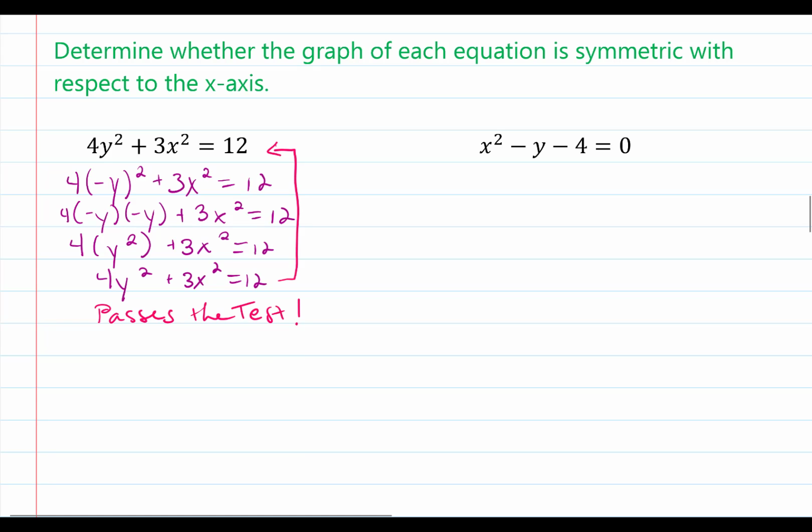Let's go to our second equation now, and let's do the same process. So x squared will remain the same, but in place of y, we're going to write negative y minus 4 is equal to 0. We now need to simplify this. There's no exponent to evaluate, but instead we do have a double negative, and the result of that double negative is a positive y minus 4 is equal to 0. Now, there is nothing we can do to either side in order to go back to the original equation. What this means is that the graph of this equation is not symmetric with respect to the x-axis.